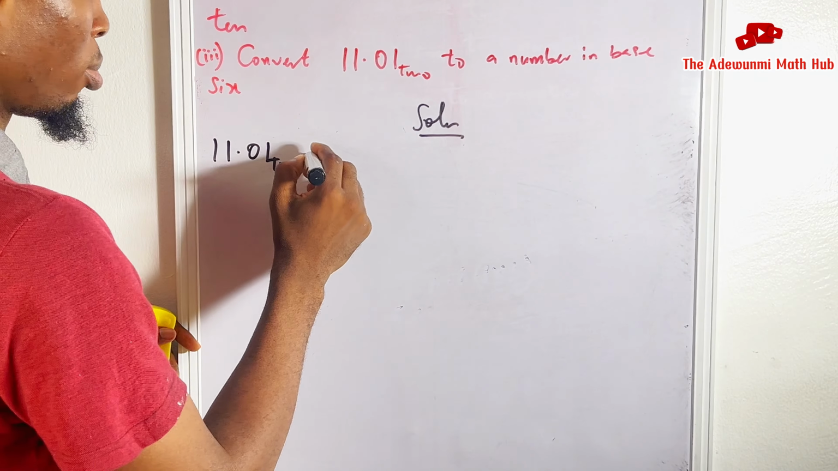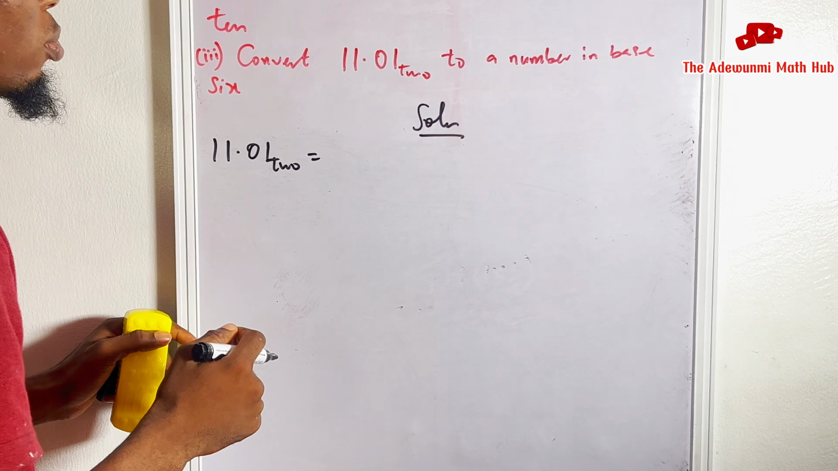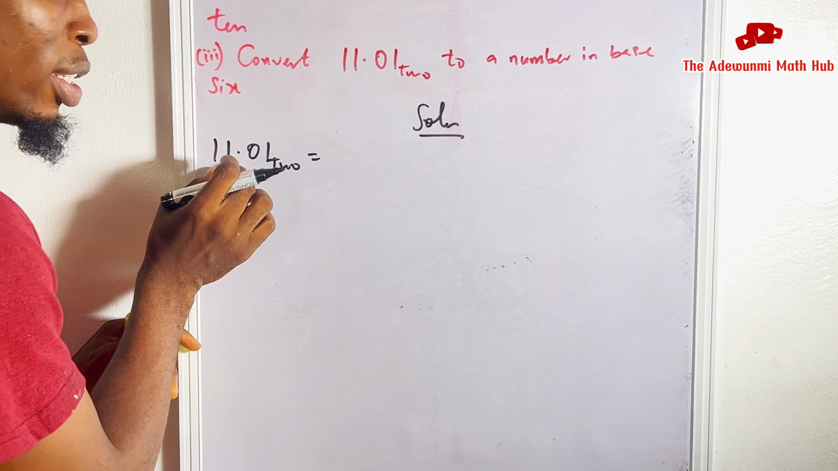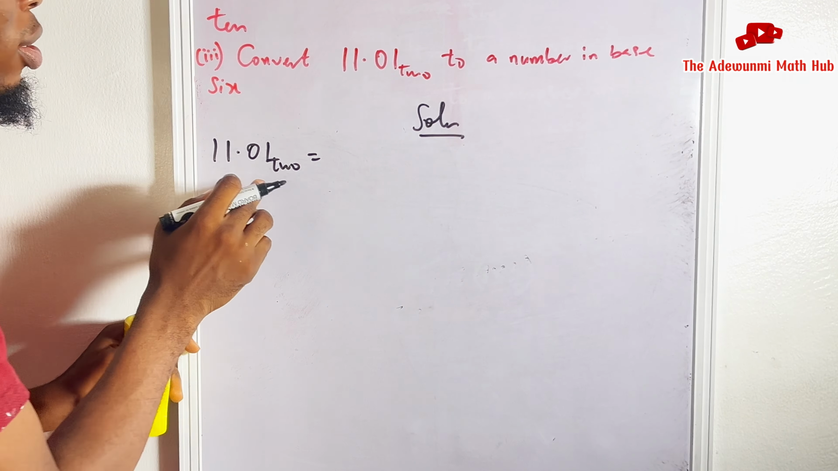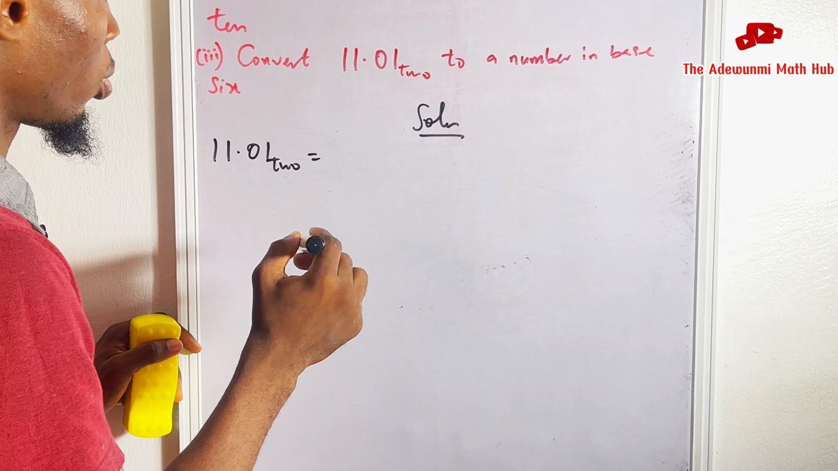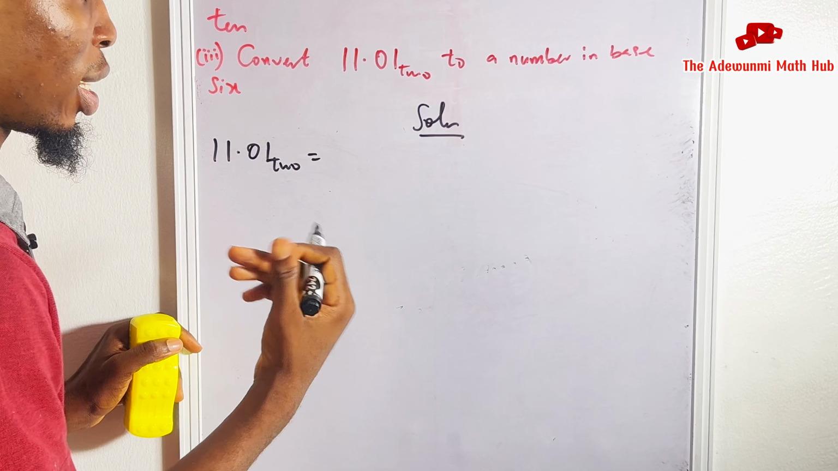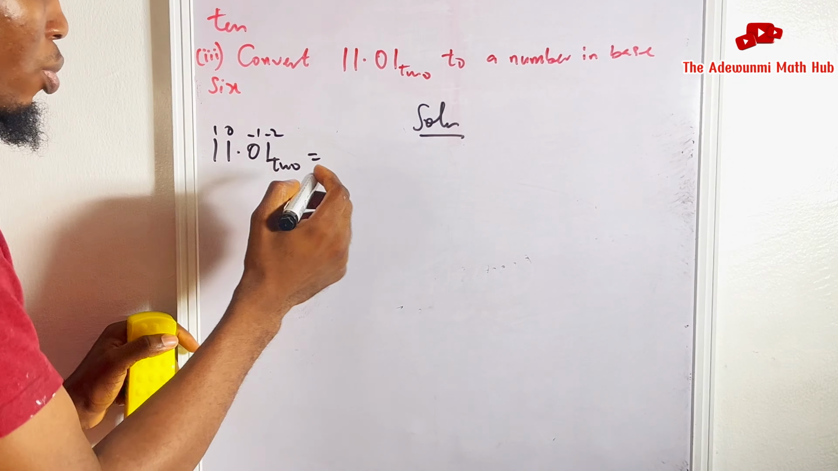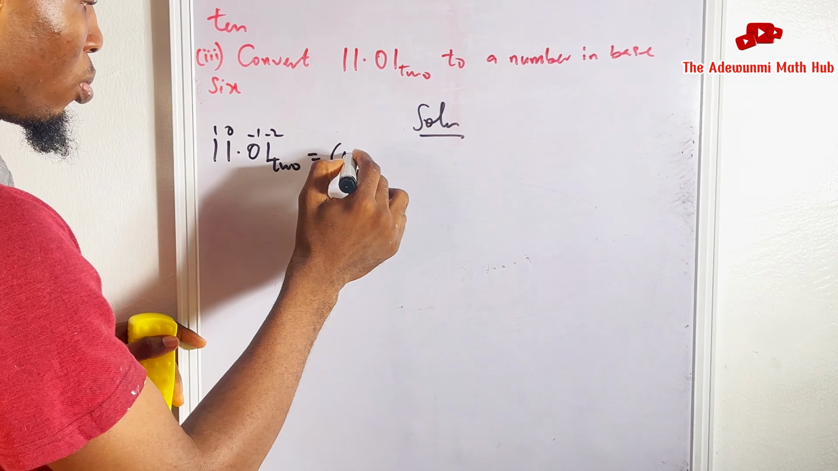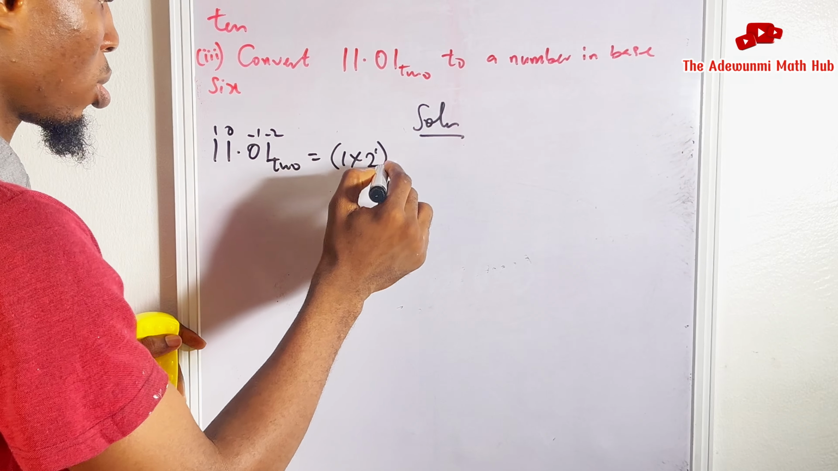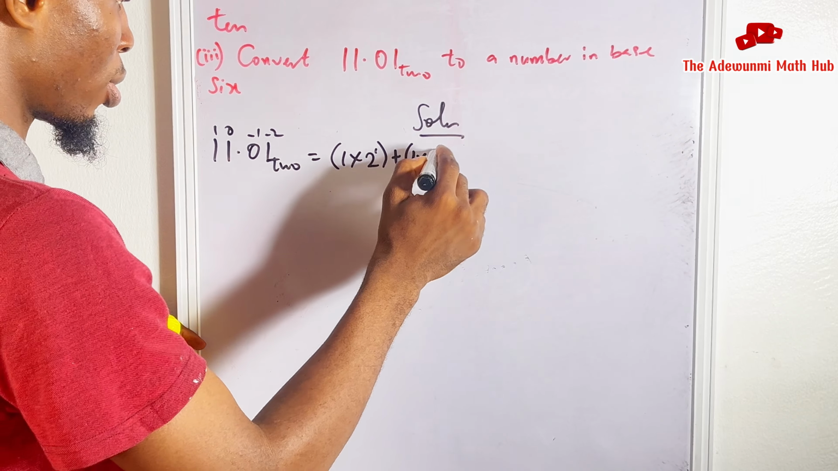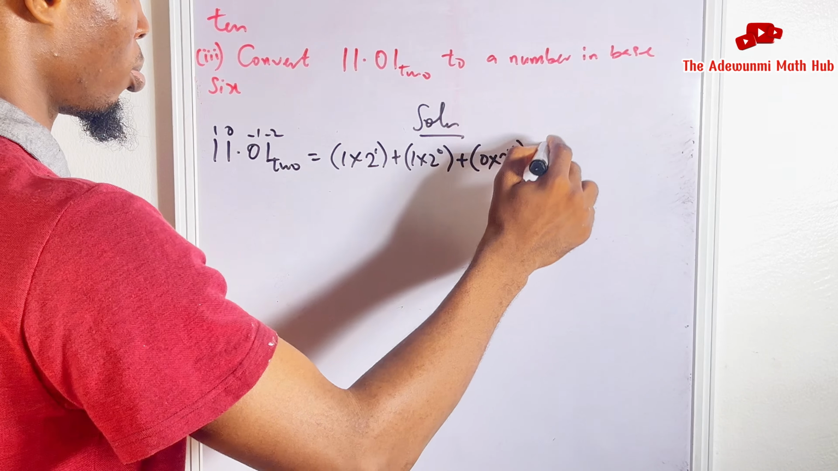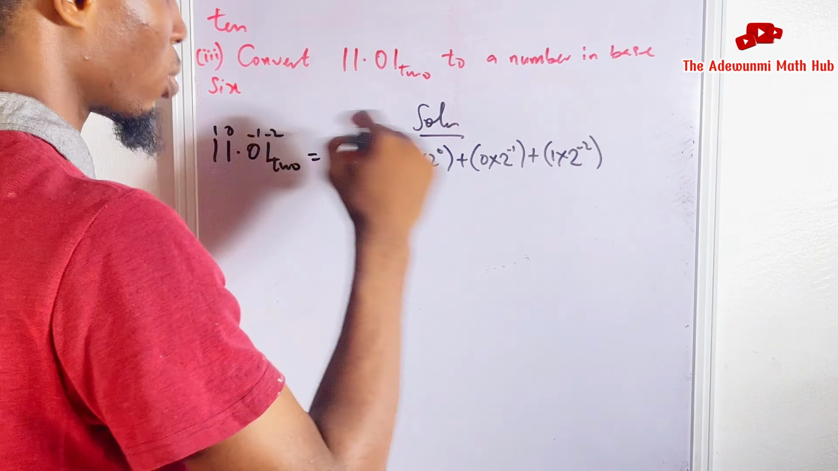So let's move on. So how do you convert to base 10 first? Note that you have the integer, then you have numbers after the decimal. So to convert to base 10, it is what we did earlier. You have the powers 1, 0, -1, -2. So that's going to be 1 times 2 raised to 1 plus 1 times 2 raised to 0 plus 0 times 2 raised to -1 plus 1 times 2 raised to -2.